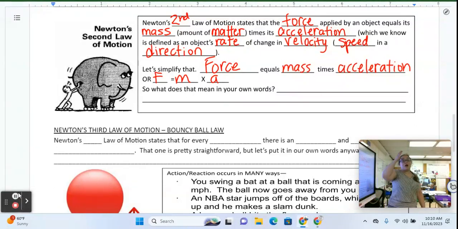We're putting that into our own words. Force equals mass times acceleration. So what does that mean? What does that mean in your own words? Okay, but in your own words, so what does that mean? What is mass? What will it be like if it's massive? If it has a lot of mass, what's it going to be like?